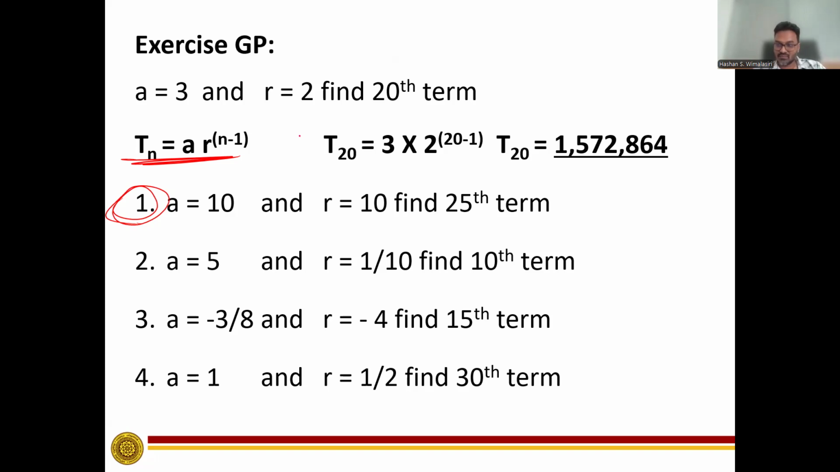Right, here I'll show how to do this. T25 is asked. So a is 10 and r is 10, power n minus 1, which means 24. Right? That's the way you get the answer for this one. Even with a large number, we can show it in the same, similar way.